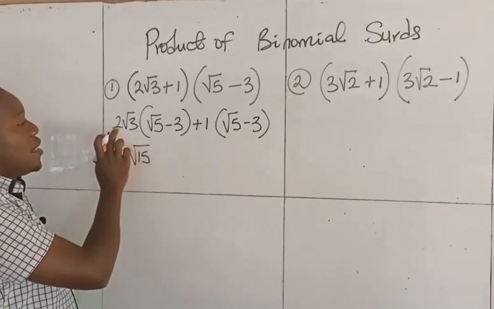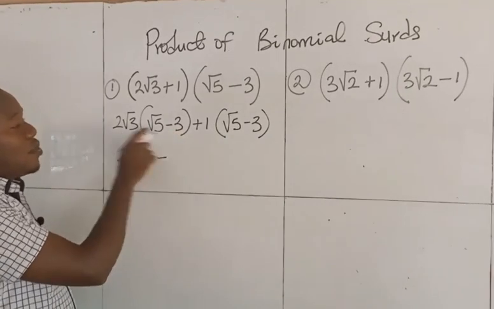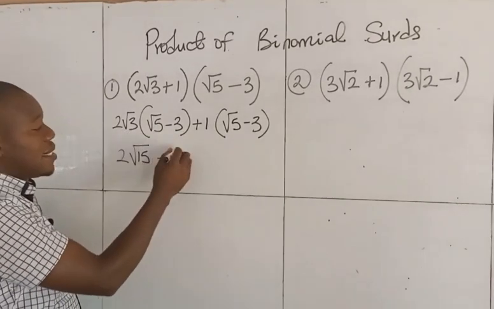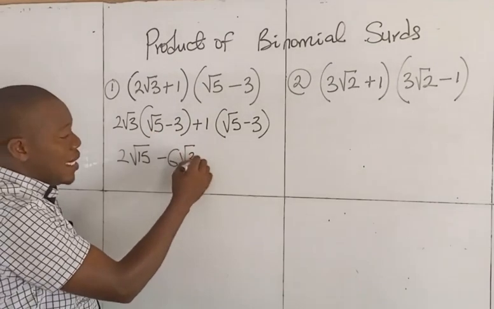I'm done with this. Then 2 root 3 times this, I have a minus sign. This is a number, so 2 will multiply the number. 2 times 3 is 6. There is no surd here, so root 3 remains root 3.